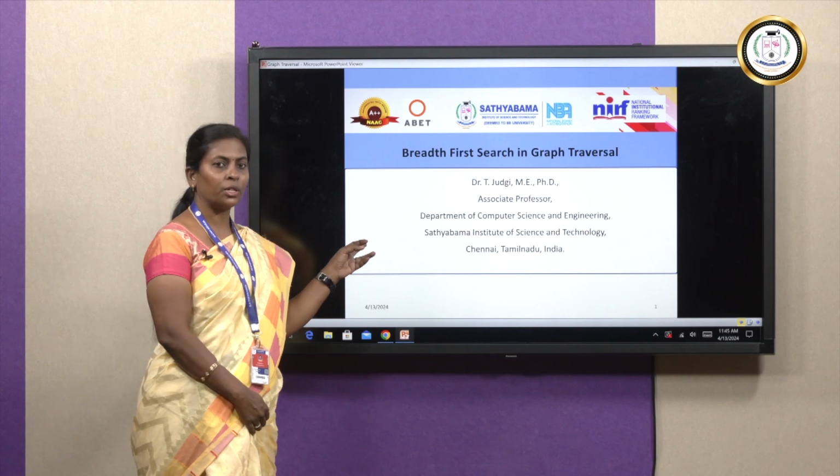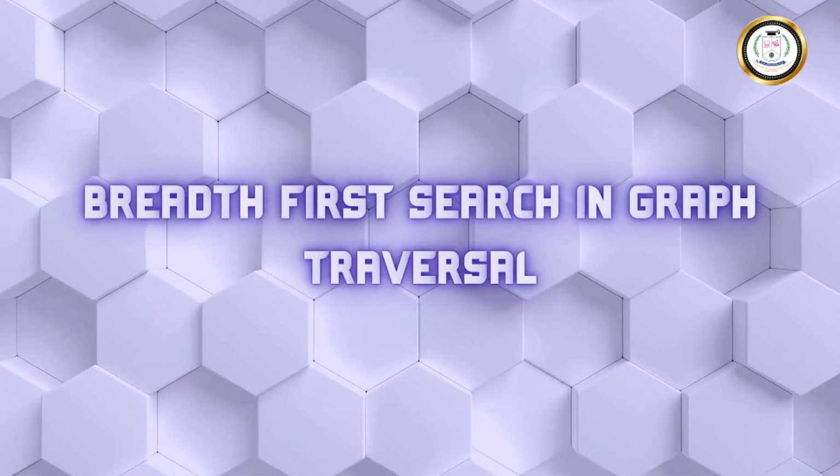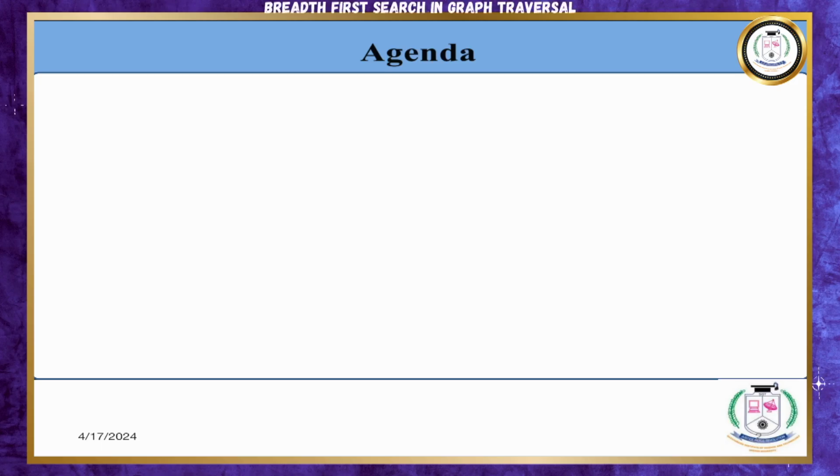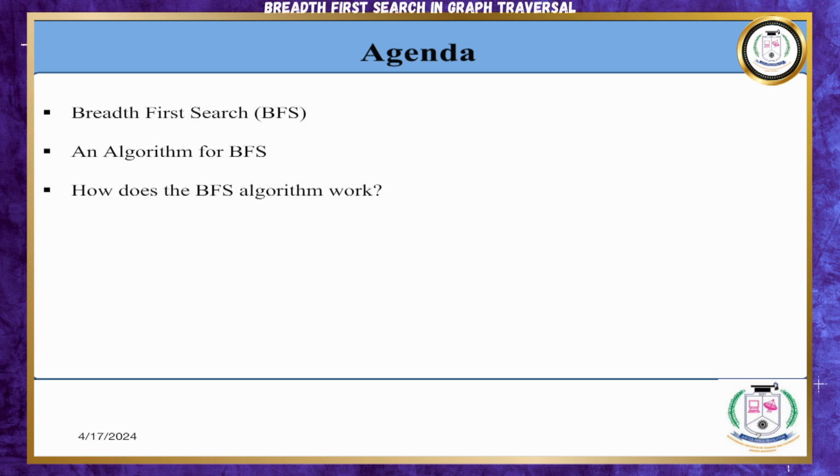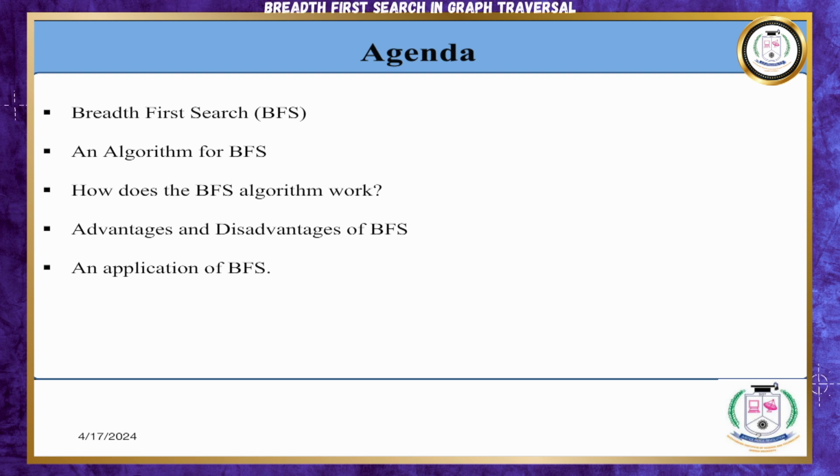So in this video, we are going to discuss breadth first search in graph traversal. So this is my agenda. We'll see what is breadth first search, an algorithm for BFS. How does the BFS algorithm work? We'll see with an example graph. Then we'll discuss advantages and disadvantages of BFS. Finally, we'll discuss an application of BFS.